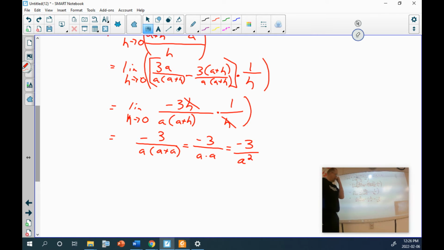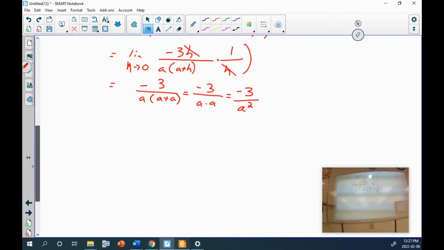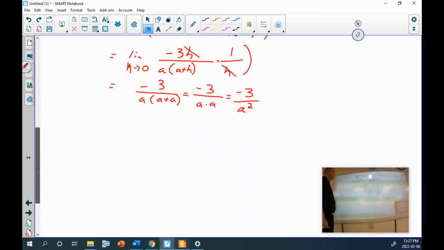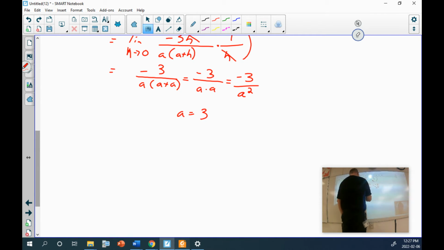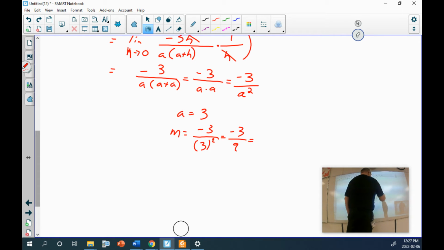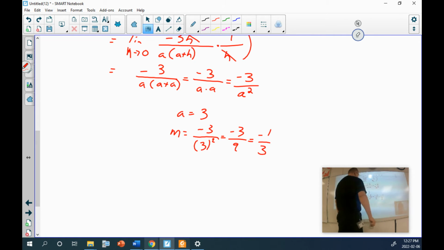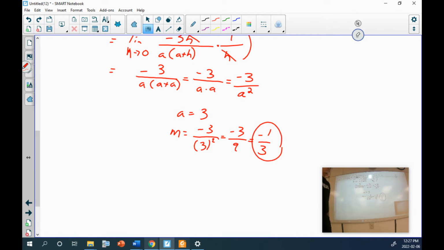Now, what the heck? There's a little bit of algebra for you. I could have done it, but I'm going to do the next one a little bit simpler. Since a is equal to 3, our slope at 3 is equal to -3 over 3 squared, -3 over 9, -1/3. So our slope is -1/3.